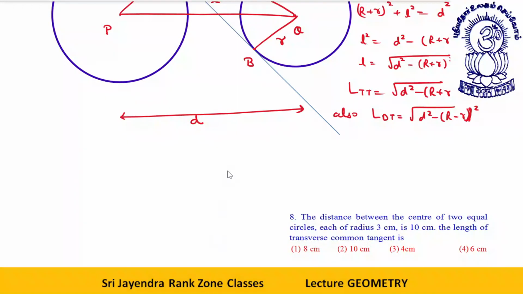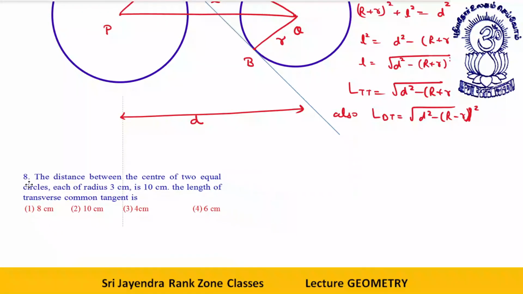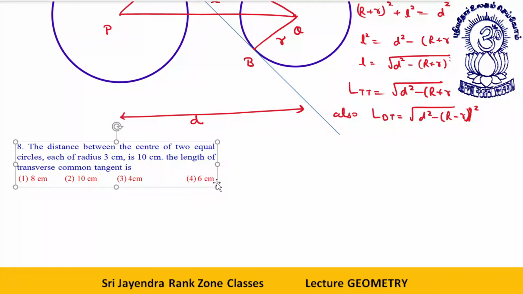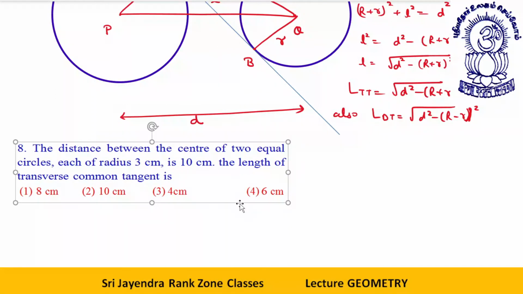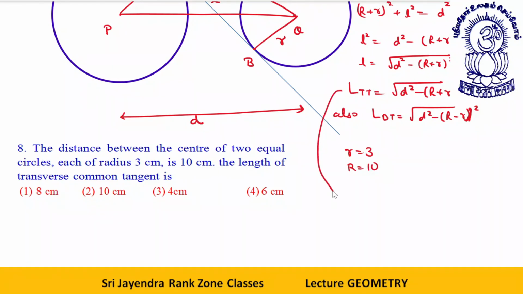The distance between, let me increase the size of the question. The distance between the centers of the two circles, each of radius r, is equal to 3, small r I take 3, capital R I take 10. We have to tell the length of the transverse common tangent. Okay, capital R is equal to 10.